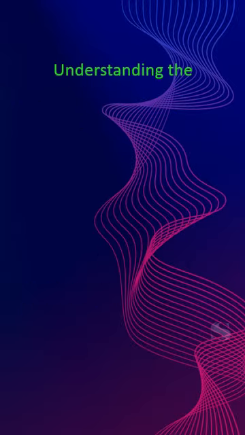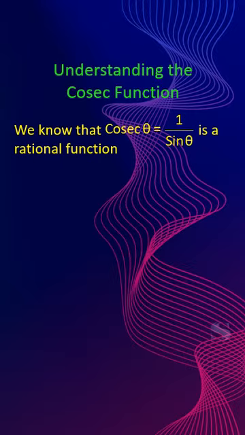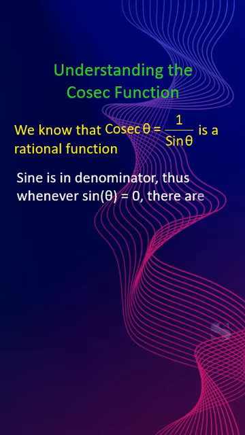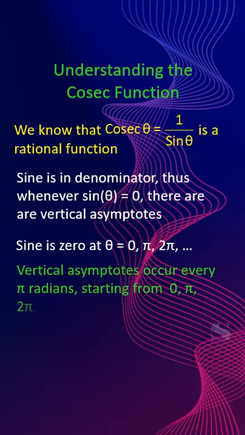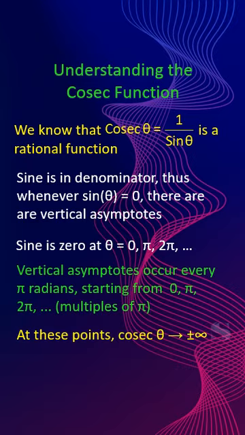Let's look at the cosec function. It is the reciprocal of sine theta. Since sine is in the denominator, wherever sine theta is 0, the function becomes undefined. That means there are vertical asymptotes at those points, and we know that sine is 0 when theta is 0, pi, 2 pi, and so on. So the graph of cosec theta will have vertical asymptotes at integer multiples of pi. Like other reciprocal functions, the curve of cosec stays far from the x-axis and follows the peaks and valleys of the sine curve, but never touches it.